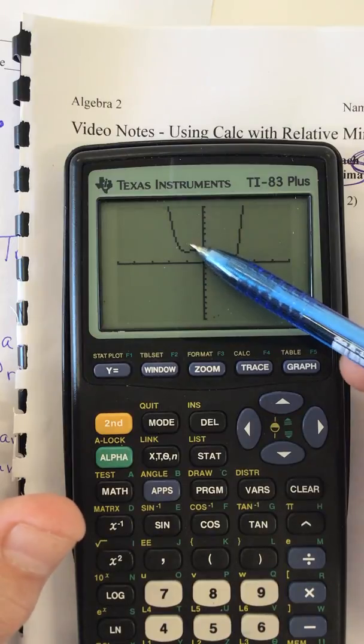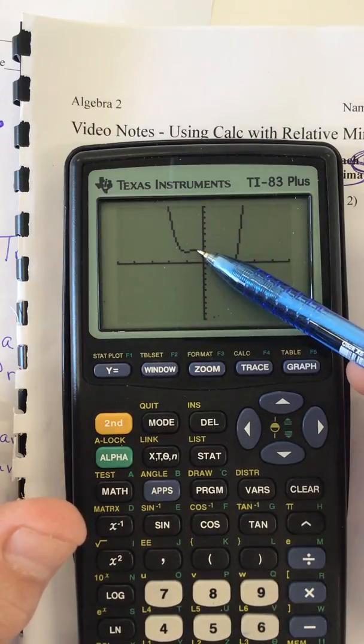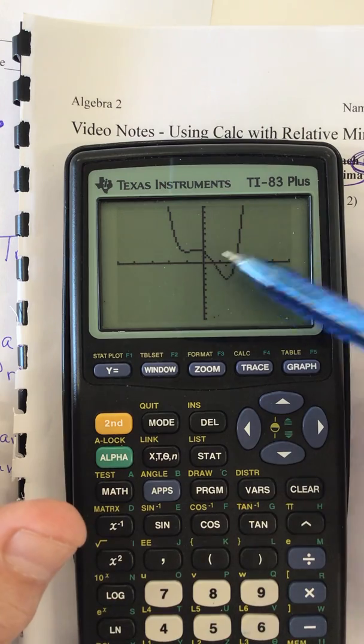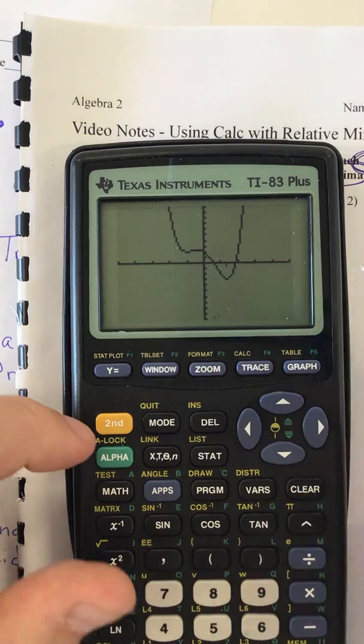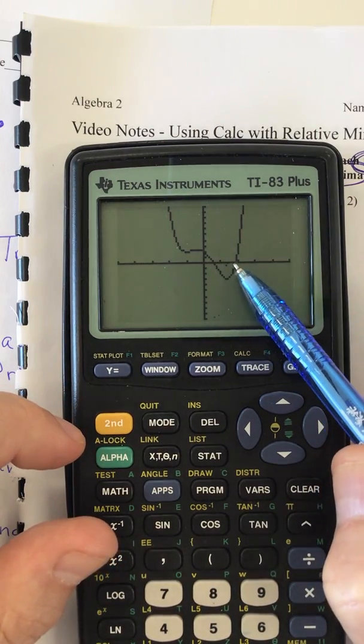So there is a maximum right there. It is making a bump up. There's a minimum, a maximum, a minimum, a 0, and a 0. It doesn't matter which one you find first, so I think I'll go ahead and find the zeros first. That's this point right here and that point right there.